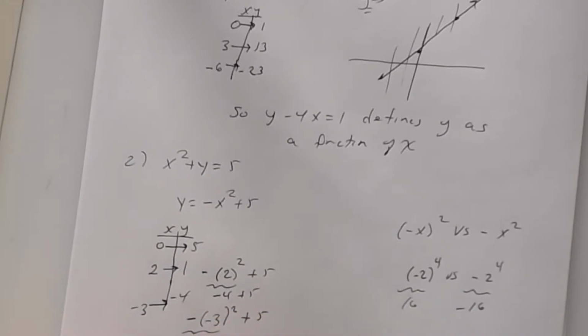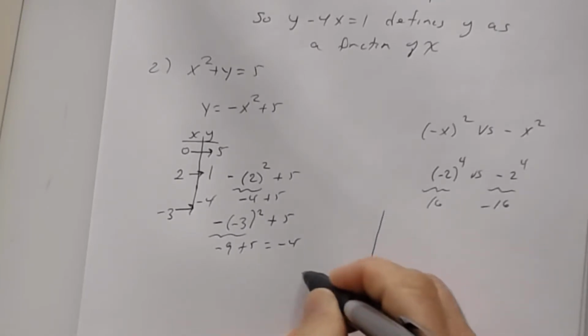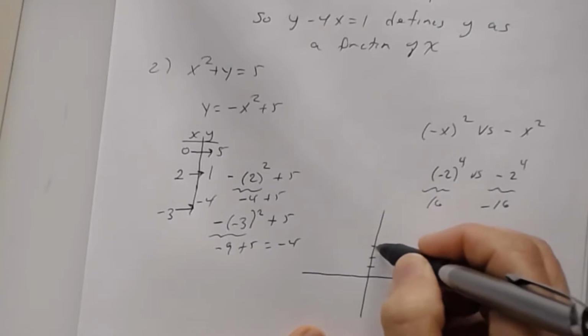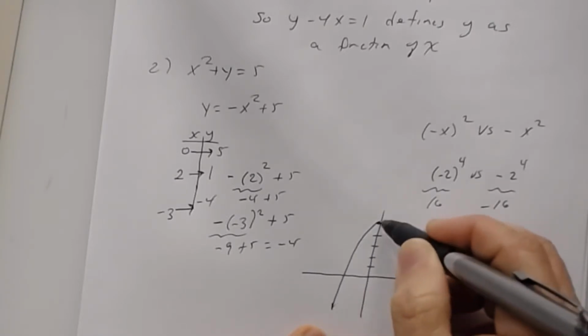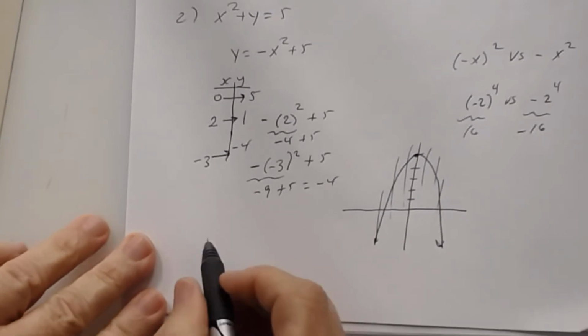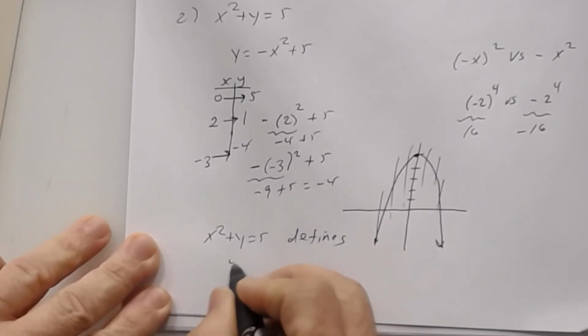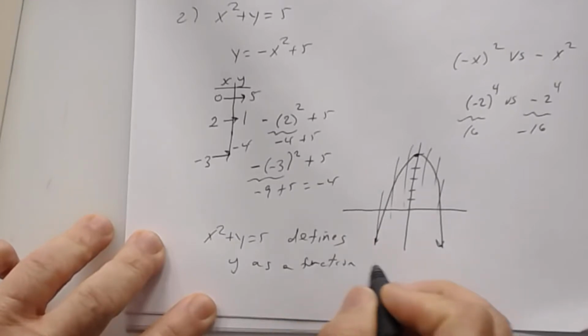So when x is negative 3, how many y values did I get? 1. And then you ask yourself, well, is that going to occur all the time for this equation? Yes, it will. When we get into graphing the quadratic functions, this graph is going to look like this. That's how it's going to look. And did it pass the vertical line test? Yes. Pass the vertical line test. All right. So then you're going to say, based on the directions, x squared plus y equal 5 defines y as a function of x.